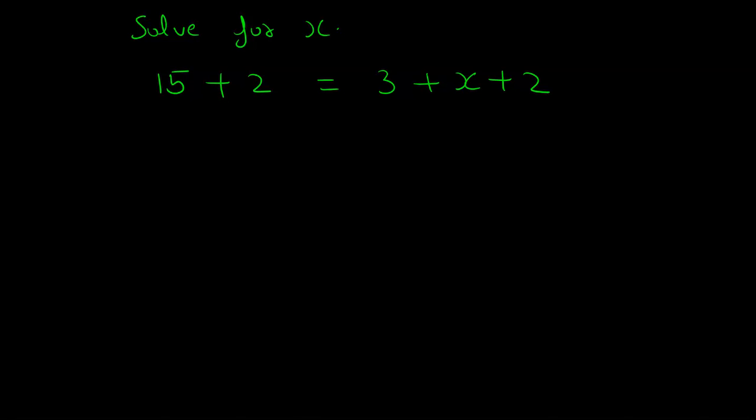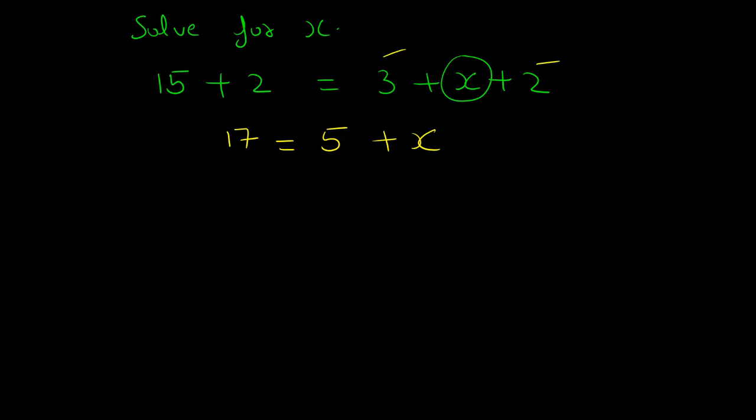Okay, let's try a bit more different example. We have to solve for x. Okay, we have 15 plus 2 is equal to 3 plus x plus 2. Okay, again we have to isolate x, doesn't matter if it's already on the right side or the left side. So we will solve whatever we can for now. 15 plus 2 is what? 17. 3 plus 2, that is 5 plus x. Okay, so this is our equation over here.